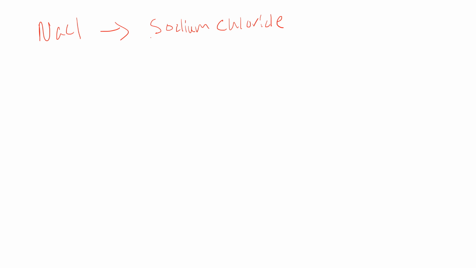As you notice, this first portion, the metal portion, stays consistent. I'm not changing it. I'm not modifying it. That should stay the same. What changes is the non-metal portion. The non-metal portion is what primarily changes when it goes into anionic form. Okay, chloride. Remember, chloride is -1.